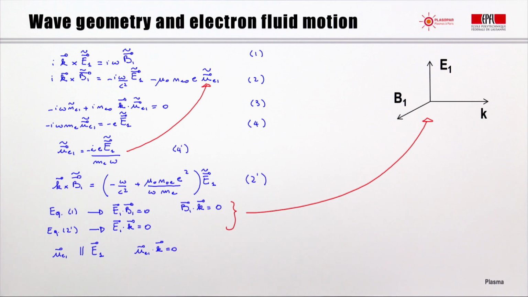From this, from equation 3, we can deduce that the density perturbation is also 0. This means that while the wave propagates in the plasma, there is no motion of the electron density, and the electrons just move as rigid planes up and down along the electric field.